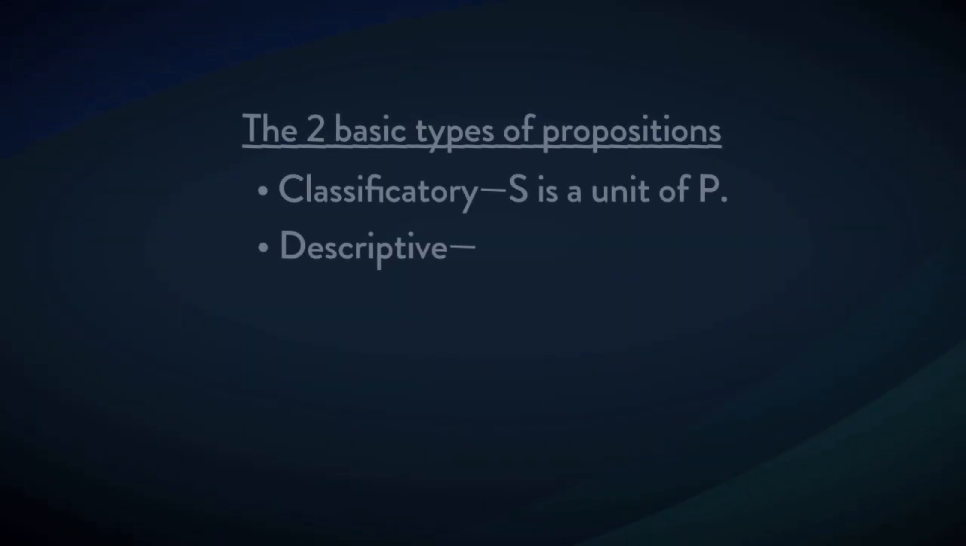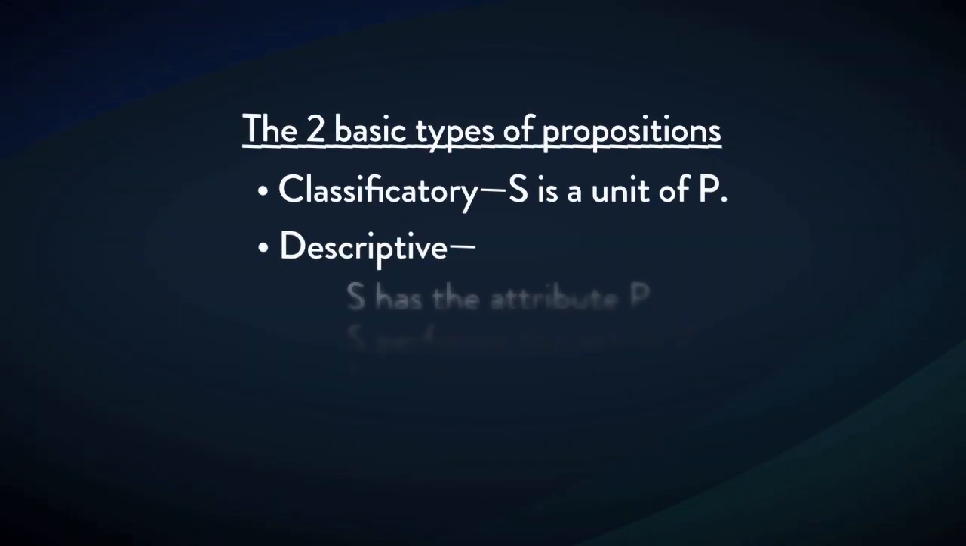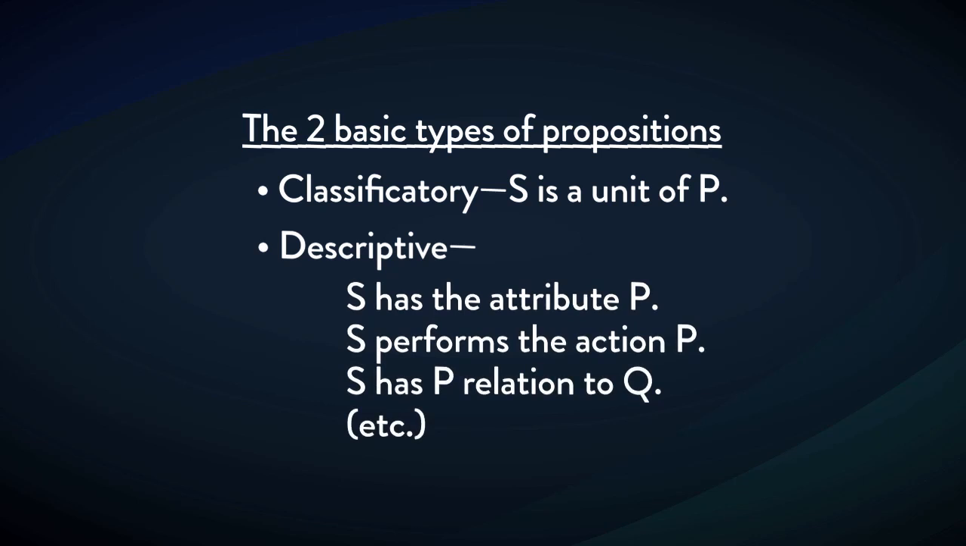So classificatory is S is P, and descriptive is all the other: S has the attribute P, performs the action P, has relation P to Q, and there are probably others.